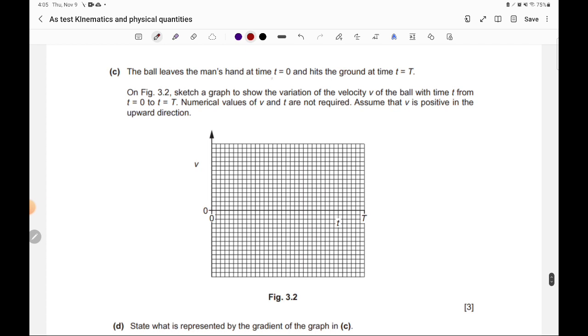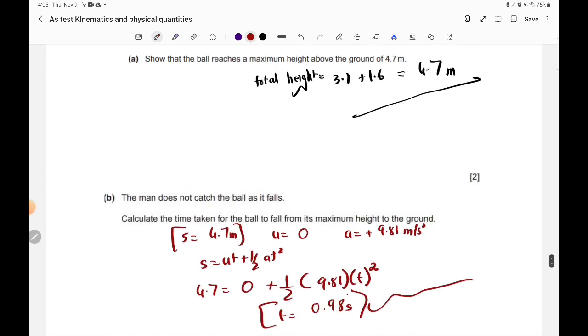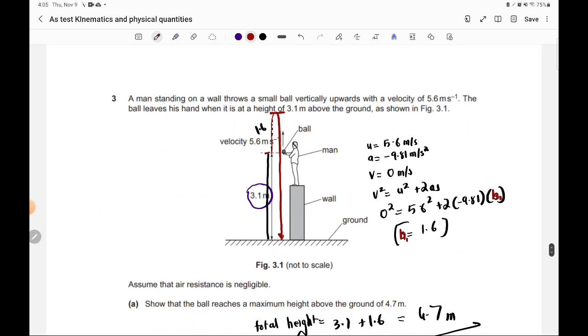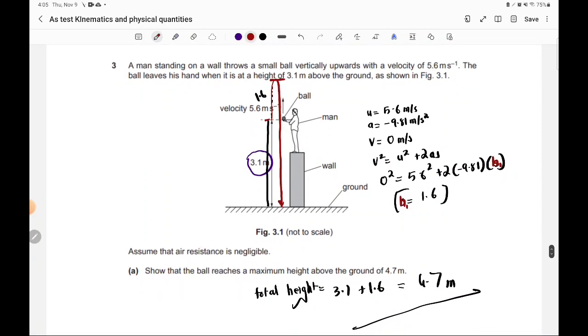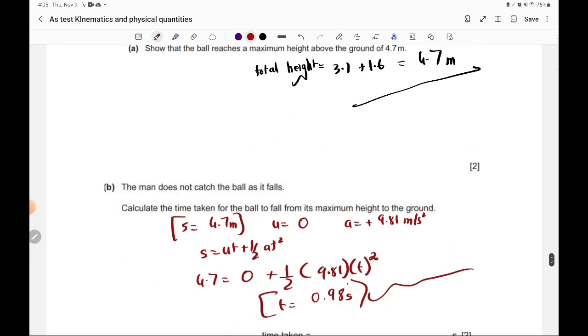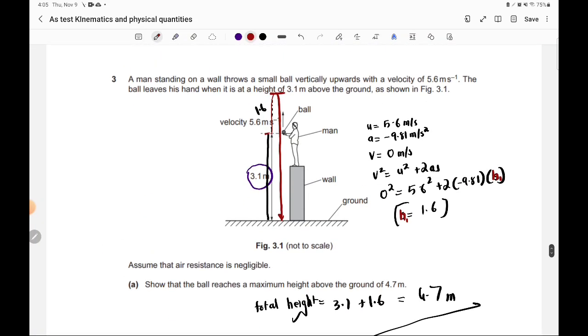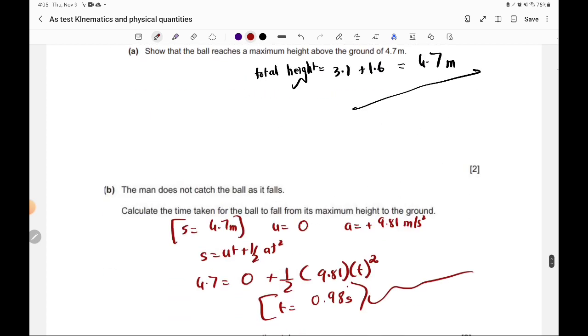The ball leaves the man's hand at time t is equal to 0 and hits the ground at time t is equal to T. Sketch the graph to show the variation of the velocity v of the ball with time t from t is equal to 0. Numerical values of v and t are not required. Assume that v is positive in the upward direction. So let's see. The initial vertical velocity that we had was 5.6. But we know this fact since it's going to be covering more distance upon return, so the final velocity is going to be larger.